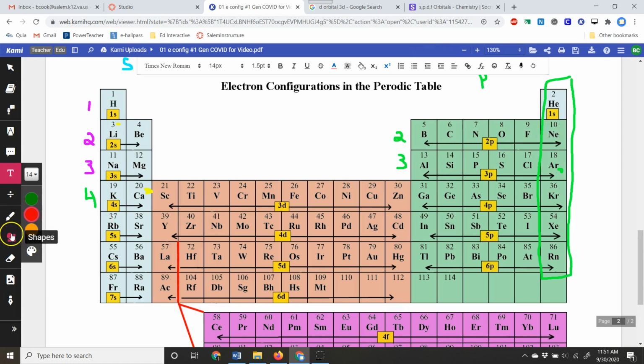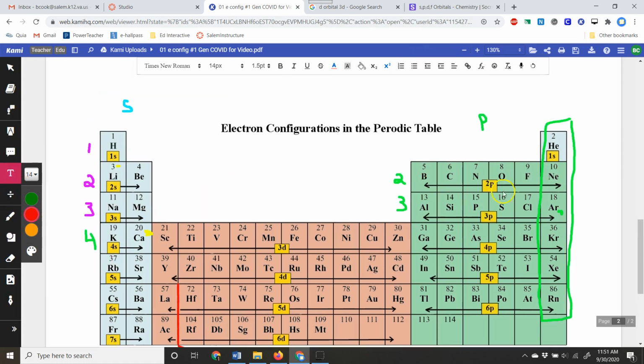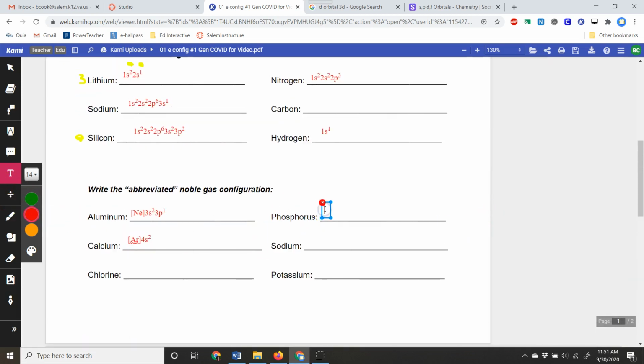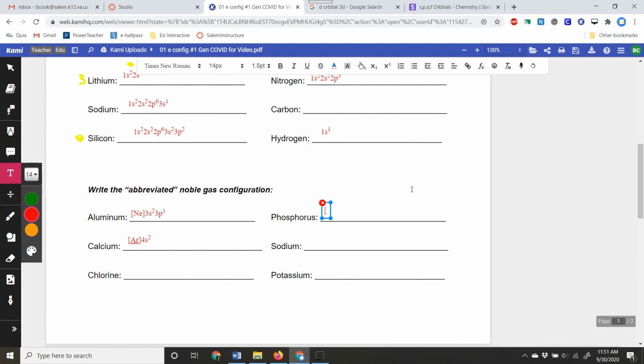So we're going to take neon, and we're going to put that in square brackets, and we're going to go neon, and then to get to phosphorus, we're going to do 3s2, 3p3. All right, so let's go ahead and type that in. So for phosphorus, don't forget to use your square brackets. We've got neon. And then we said after neon, we had 3s2, and then we had 3p, and then we counted over 3 squares.